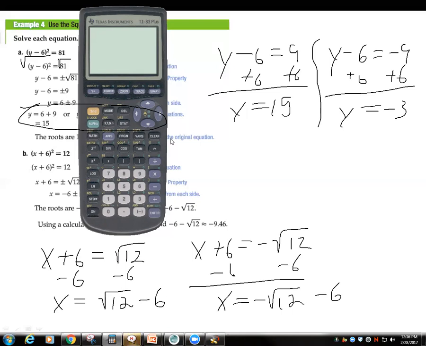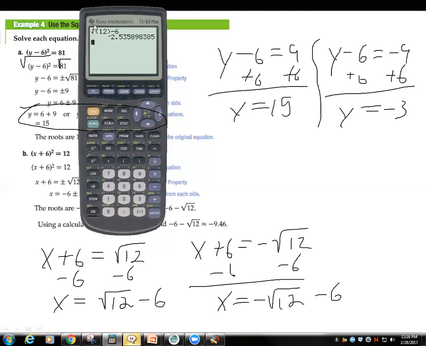Now when you're on the calculator, be careful. You're going to do second square root of 12. Make sure you close the parentheses, then subtract the 6. Otherwise, the calculator is going to think you're subtracting 6 inside the square root.